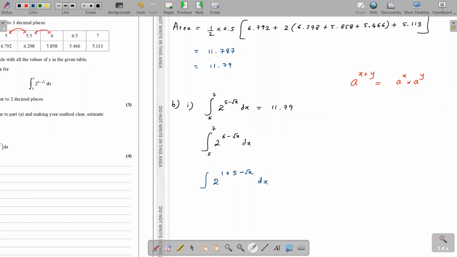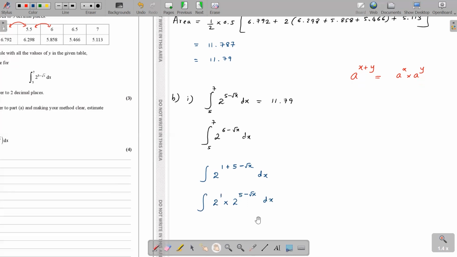So how do I break this? I'm going to break this as integration of 2 to the power 1 times 2 to the power 5 minus root x. I'm going to keep it with this minus root x, because I want to see this together. dx. Are you with me?